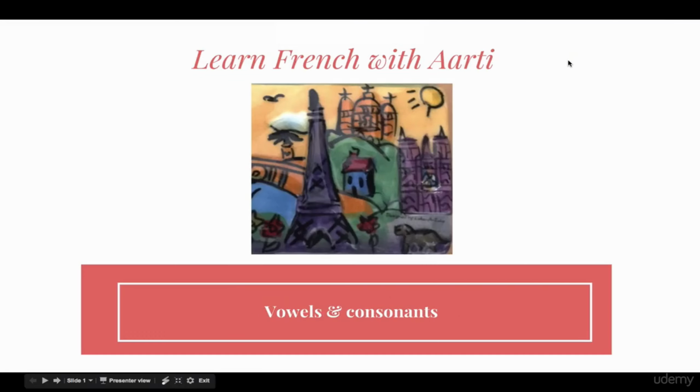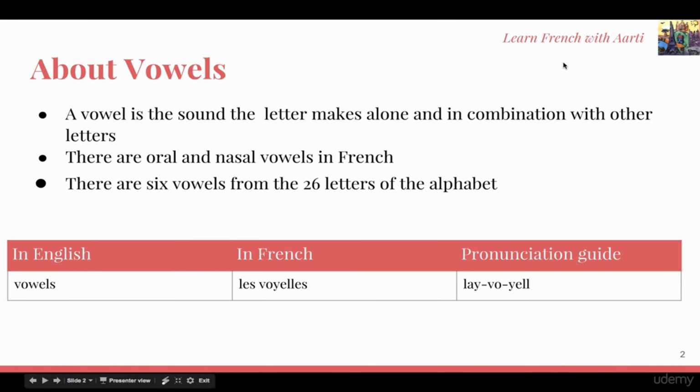Our lesson today covers the French vowels and consonants. A vowel is a letter of the alphabet that makes a sound when alone or in combination with other letters. In French, there are oral and nasal vowels. There are 6 vowels from the 26 letters of the alphabet. The French word for vowels is les voyelles.